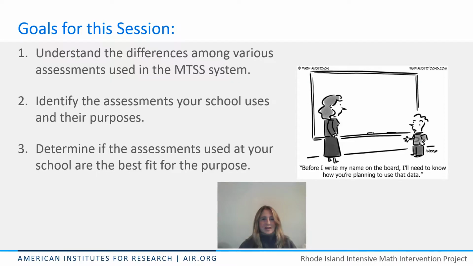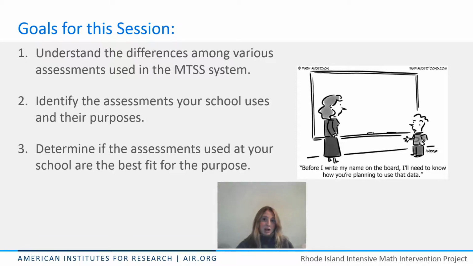Our goals for this session are to understand the differences among various assessments used in the MTSS system, to identify the assessments your school uses and their purpose, with specific attention to how you can use them in your classroom, the Tier 1, and to determine if the assessments used at your school are the best fit for the purpose.